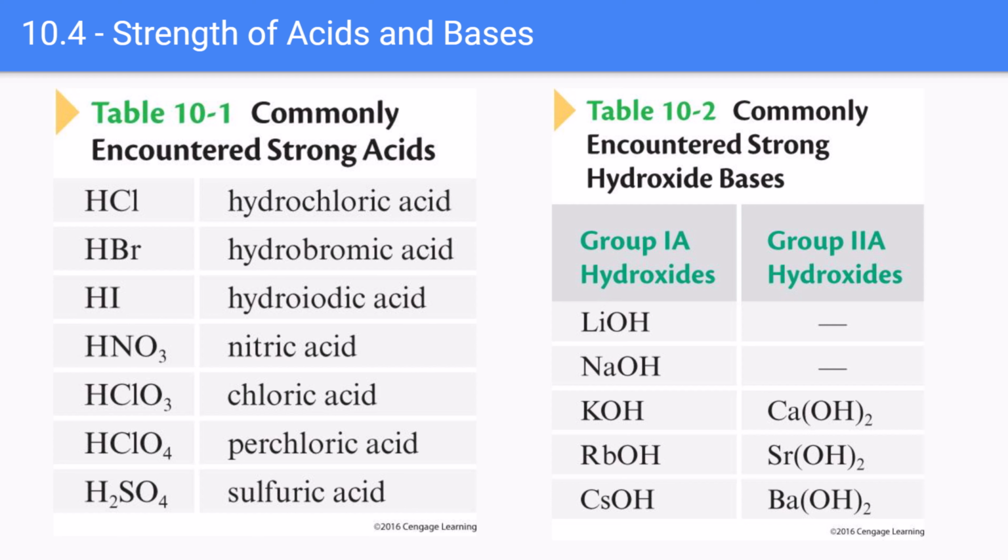In addition to that, we have some commonly encountered strong bases. These are all OHs. These are all hydroxides. And it's all of the hydroxides in group 1 plus calcium, strontium, and barium. So these are just things you're just going to have to memorize, unfortunately. There's really no other way around it. There's no periodic trend. Well, there are some periodic trends that are related to the strength of acids, but that is beyond the scope and sequence of this course. But what I'm trying to get at here is that you're just going to need to go through and memorize these lists.